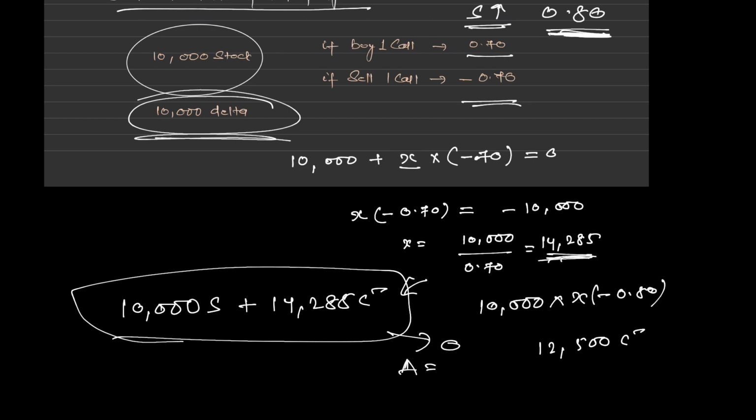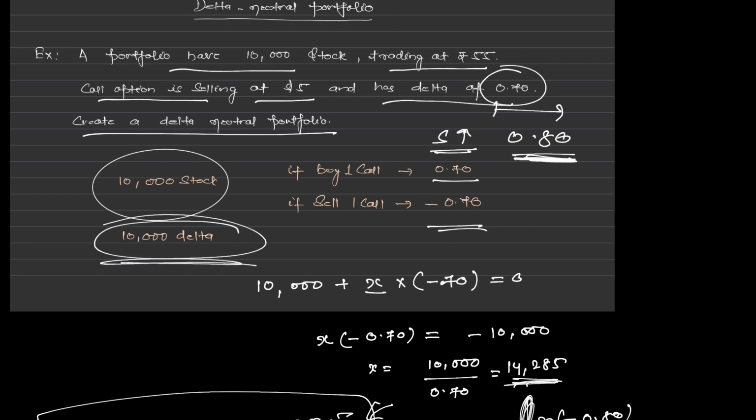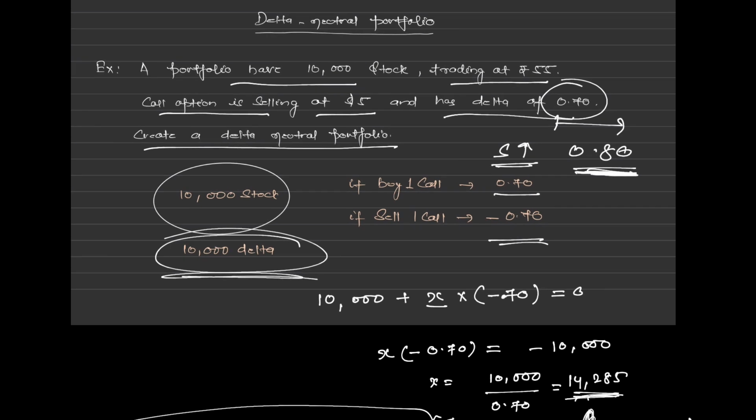You already sold 14,285 calls, so you have to buy back the difference. You have to buy back calls to nullify the difference between 14,285 and 12,500. What I'm trying to highlight is that as the stock price increases, the delta also changes. Because of that, this is not a kind of static hedging. It is dynamic hedging. You always need to check whether the stock price is moving a lot or not. If the stock price is moving a lot, then the delta neutral strategy does not work.